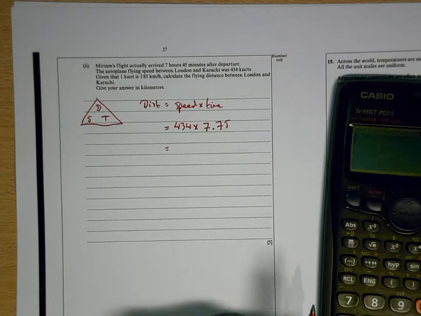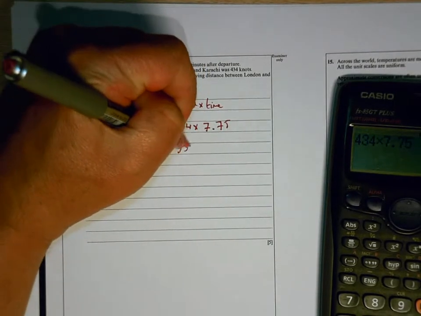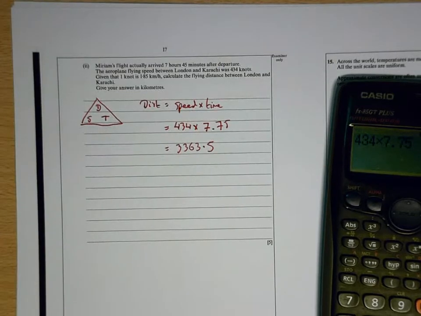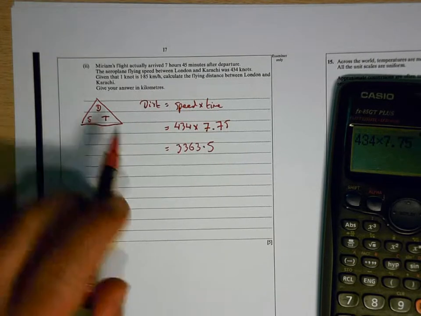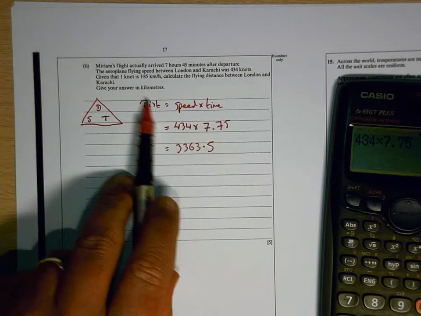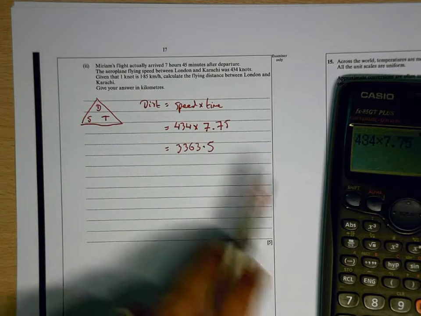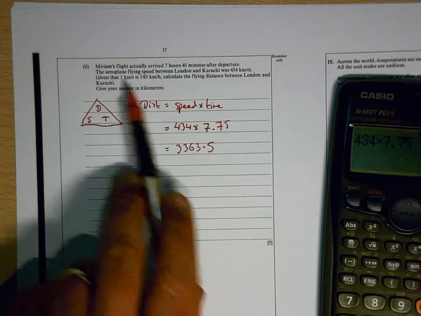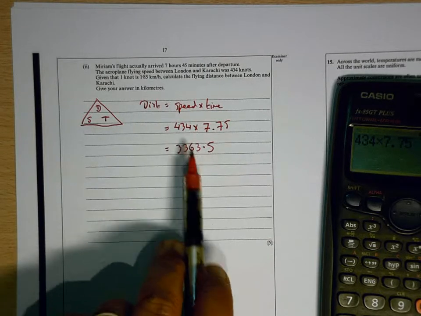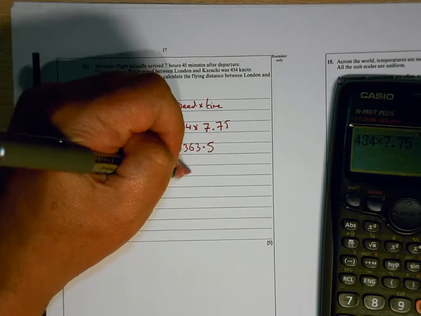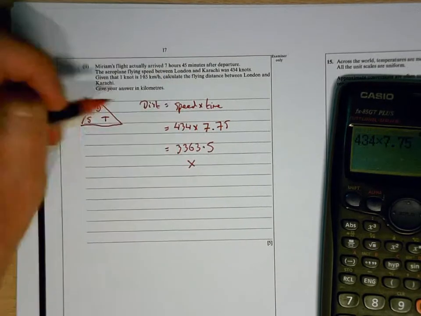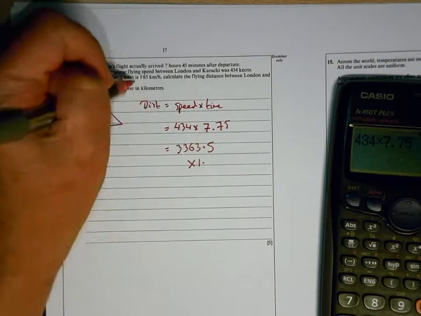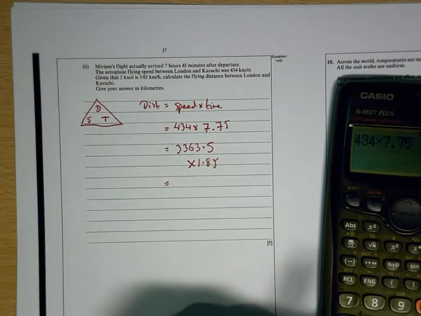So 434 times 7.75 gives you 3363.5. But you've got to turn your knots into kilometers per hour. So 1 knot is 1.85. We've got 434 of them. So we've now got to turn that, multiplied by 1.85, to turn it into kilometers.